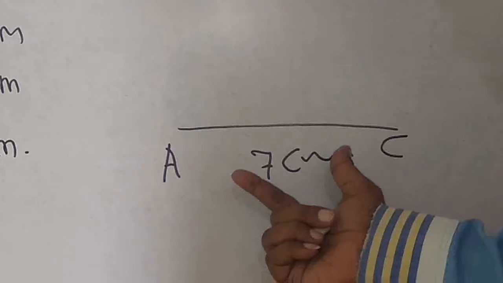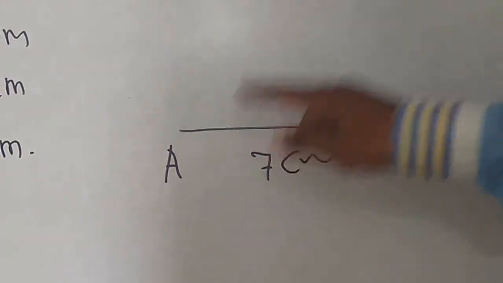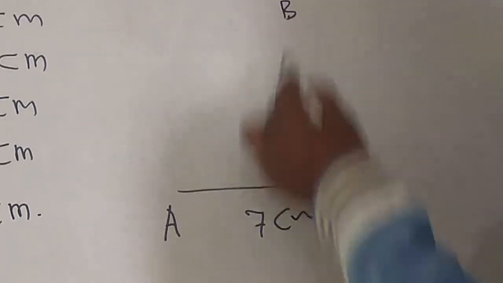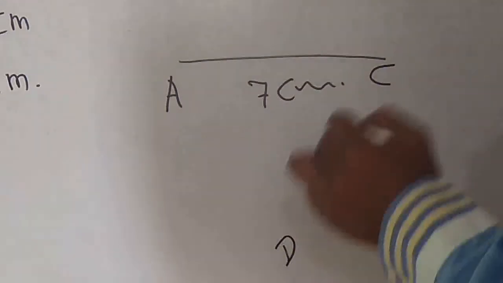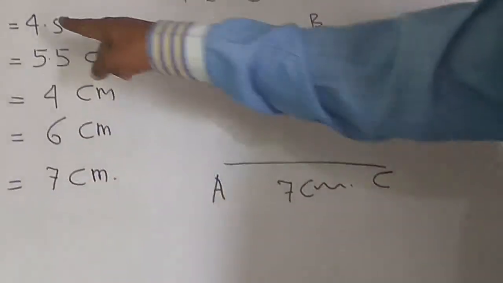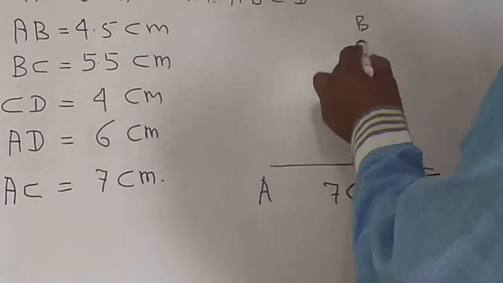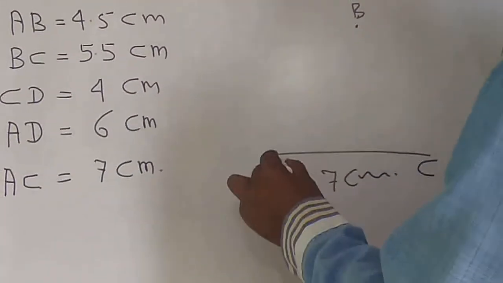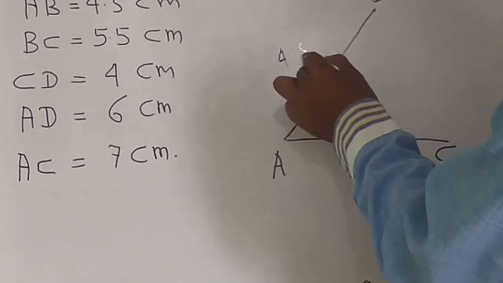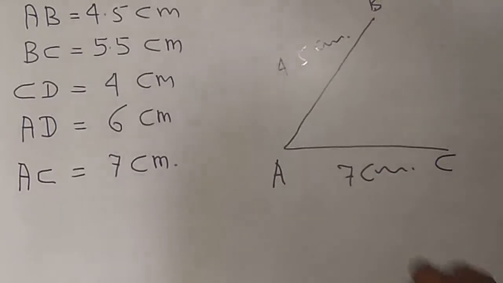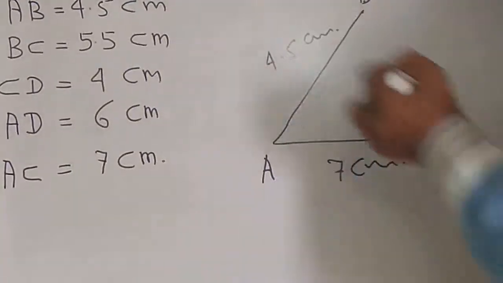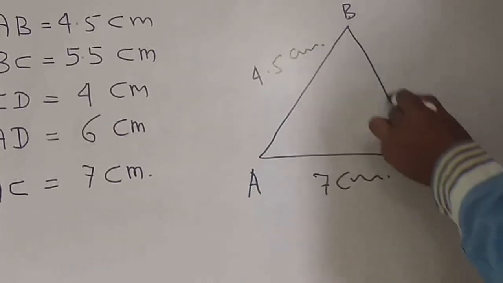Suppose it is our diagonal AC, so the points B and D are left. B comes on the upside and D comes on the downside. This is our AB. AB is 4.5 centimeter. So suppose the B point is here. We are joining A with B. This is 4.5 centimeter. Again, this is BC. BC equal to 5.5 centimeter. We are joining BC.